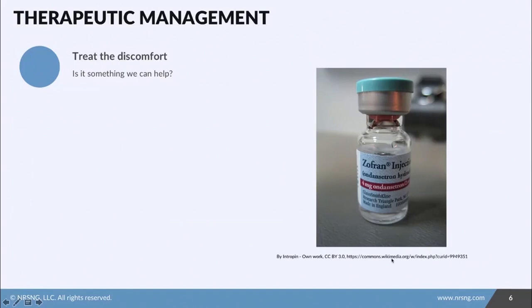There is not much therapeutic management, so we want to treat any discomfort that this patient might have to help. One way of doing this would be a belly band. A belly band is a band that goes around the abdomen and literally lifts that belly up. So it just is some extra back support.